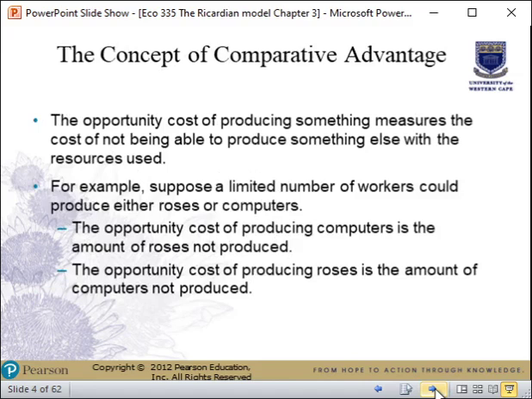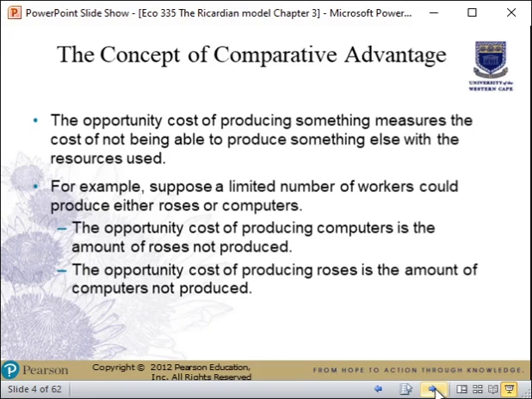The concept of opportunity cost is a very important concept that applies to several economic decision-making processes. In production, the opportunity cost of producing a commodity is the value or cost of the second commodity that must be given up to release just enough resources to produce one additional unit of the first product. For example, suppose a limited number of workers could either produce roses or computers.